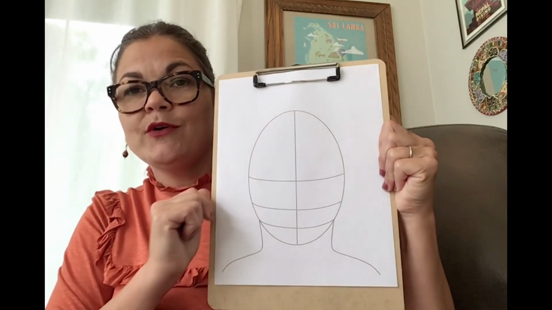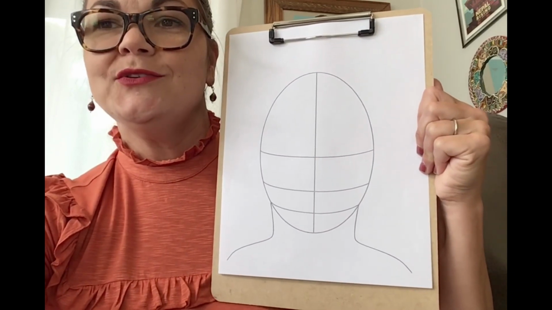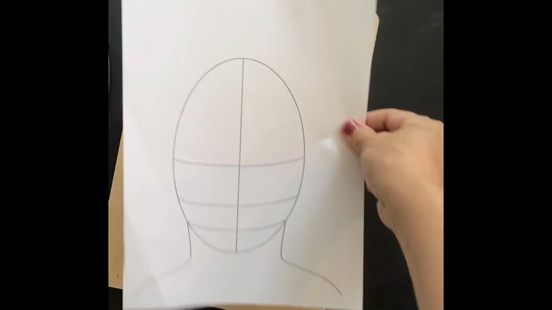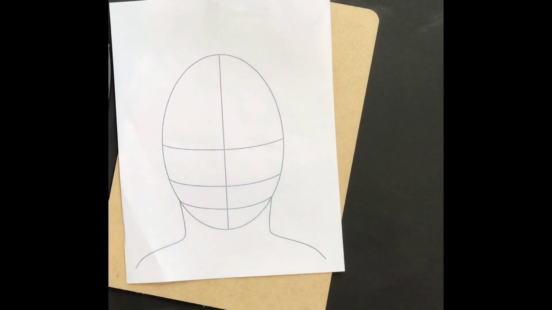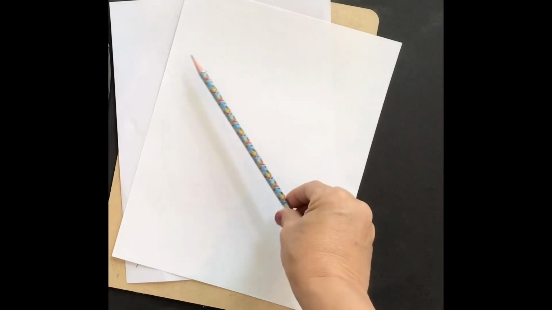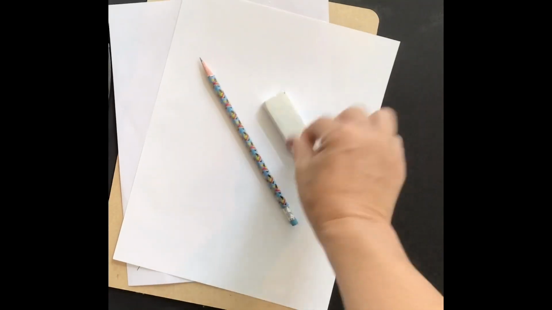So this is what we're going to start with to do our drawing. For this assignment, you will need a smooth, hard surface for drawing. You will need a copy of the map of the human face proportions. You will need a white blank piece of paper. You will need a sharpened pencil and a good eraser.